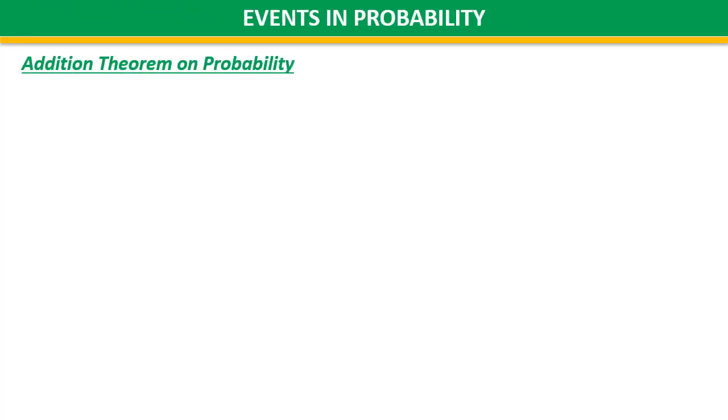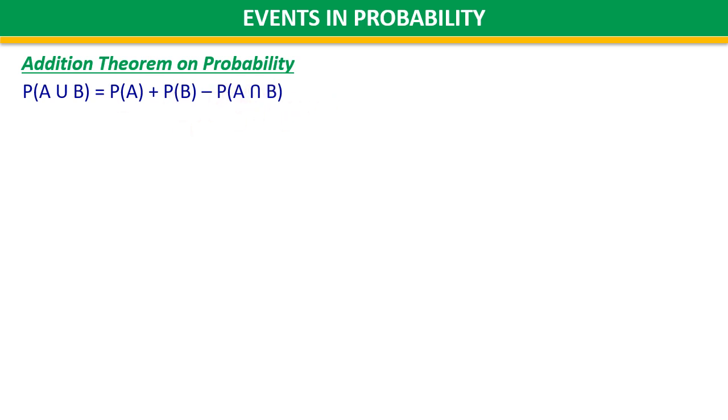Addition theorem on probability. Well, if there are two events A and B, and if I want to find the combined probability of both the events, that is the probability of A union B, it will be equal to the probability of event A plus the probability of event B minus the probability of A intersection B. Whatever is common between A and B, that we subtract.